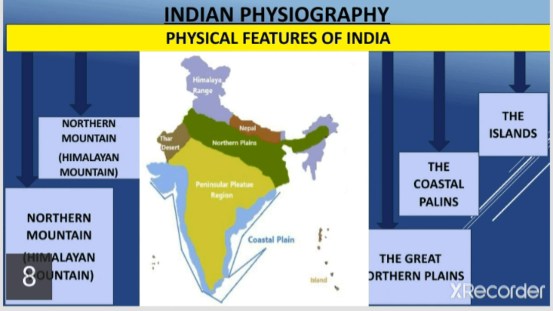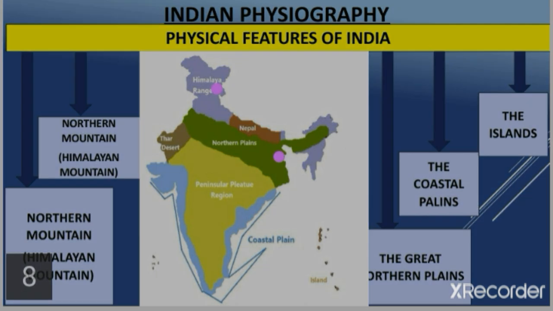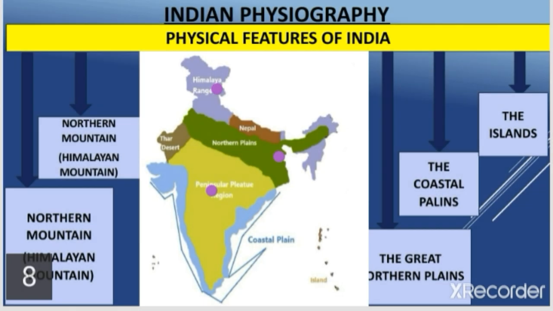There are 5 physical features of India. First one is the northern mountain. You can see on the map, it is purple in color. And second one, the northern Great Plains, it is green in color. And third one, the Peninsular Plateau, it's yellow in color. And fourth, the coastal plains, it's blue.